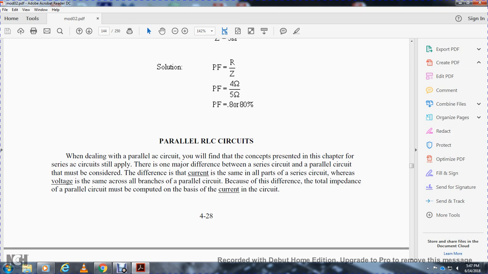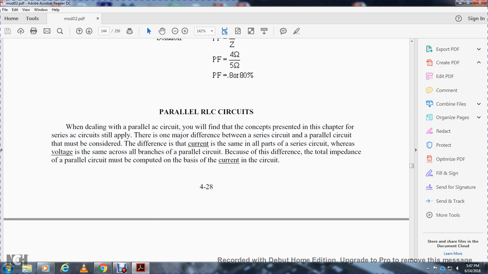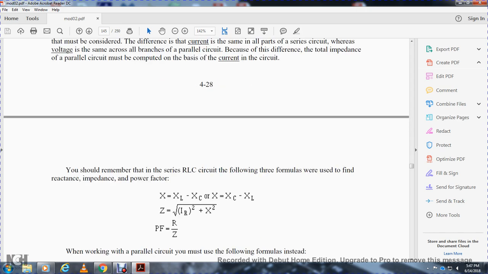Because of this difference, the total impedance of the parallel circuit must be computed on the basis of the current in the circuit. You should remember that the resistive, inductive, capacitive series circuit follows these formulas: reactance equals inductive reactance minus capacitive reactance, or capacitive reactance minus inductive reactance. Impedance equals the square root of the resistance squared plus the reactance squared, and power factor is equal to resistance over impedance.